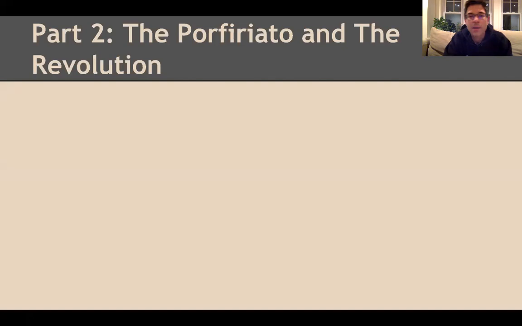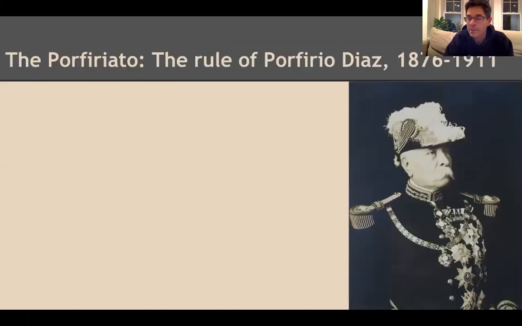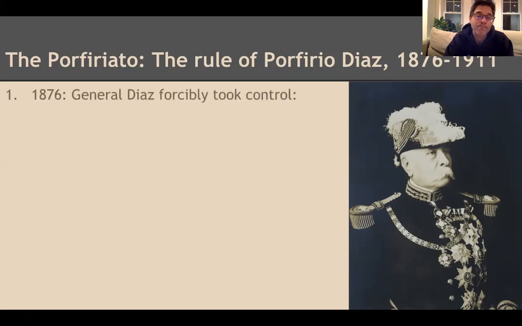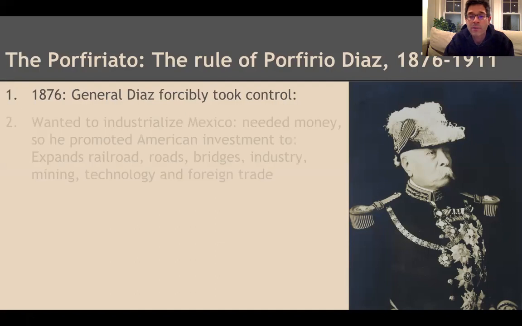All right, I mentioned this period called the Porfiriato, beginning in 1876, ending in 1911. This guy here, looking a bit stodgy, is Porfirio Díaz, who ruled Mexico as a president. That's a long time to be president in a republic or representative government. But one could really argue that he was a dictator. So he takes control by force in 1876.